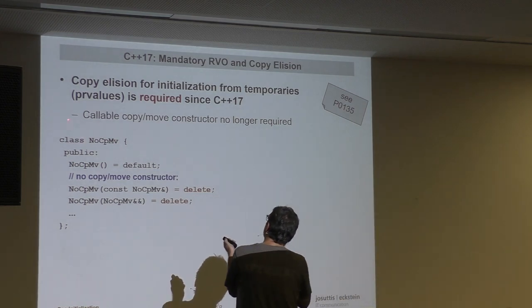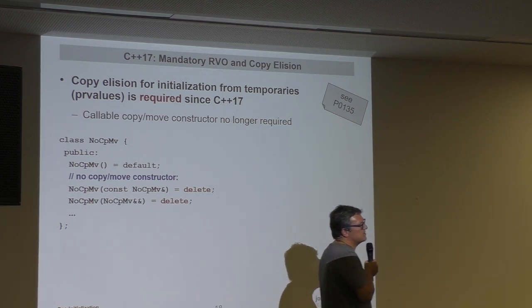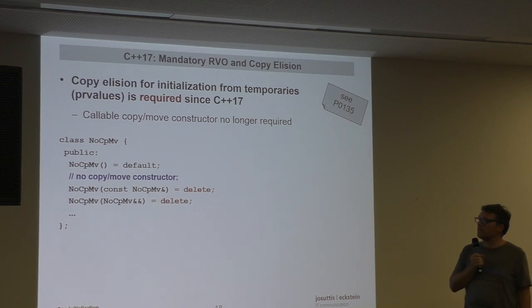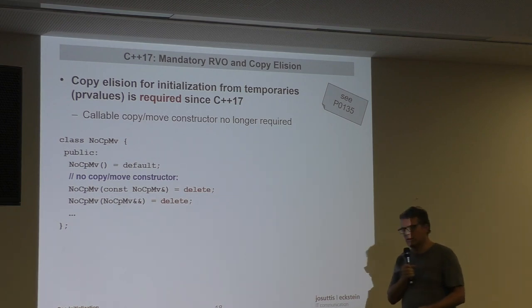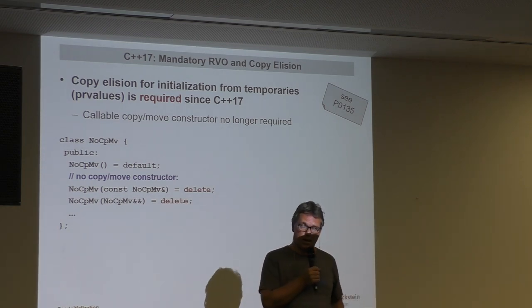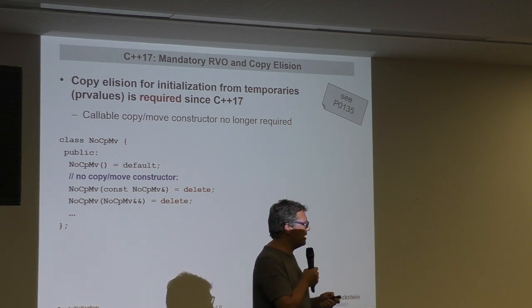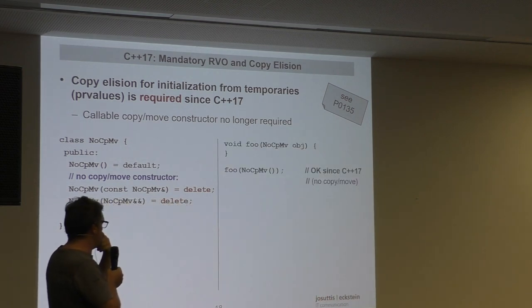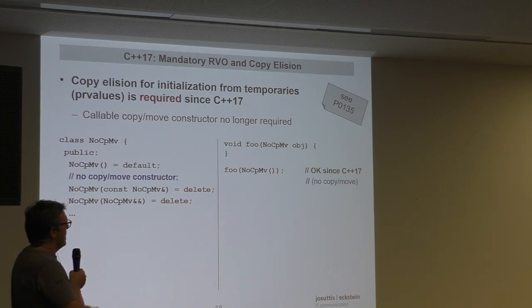So look at this. We have a class here, no copy and move operations provided. So we delete the copy constructor and the move constructor. So you are not allowed to copy objects of this type. Also not to optimize copy by being a move. But since C++17, we have a rule saying if you create a temporary object like here in foo for calling foo, and foo takes this object by value, this is not a copy, this is not a move. This is passing initial values from here to there.